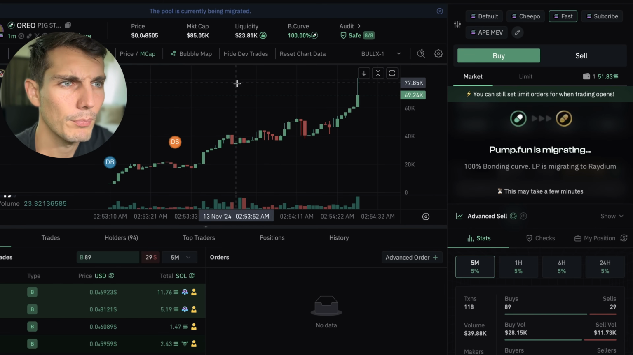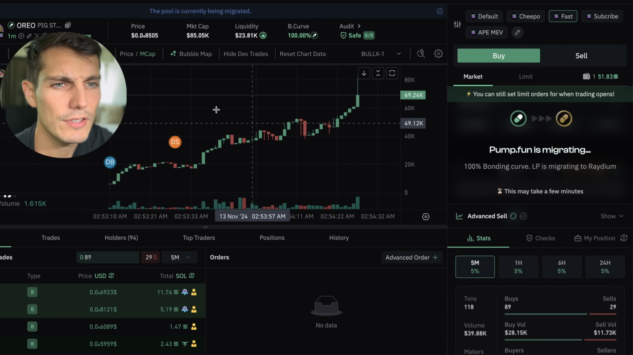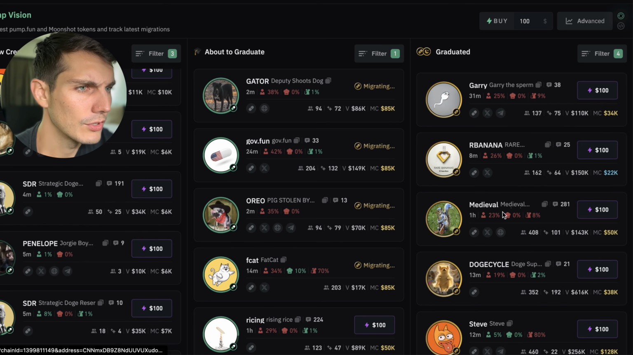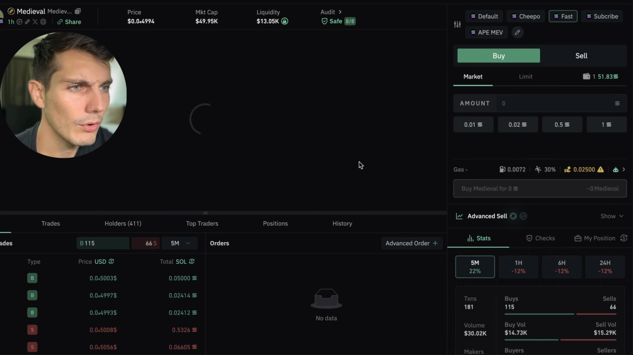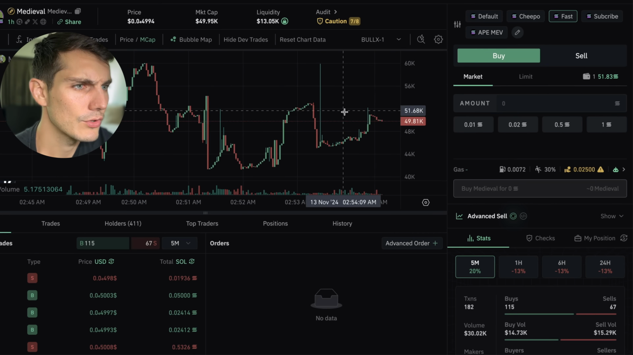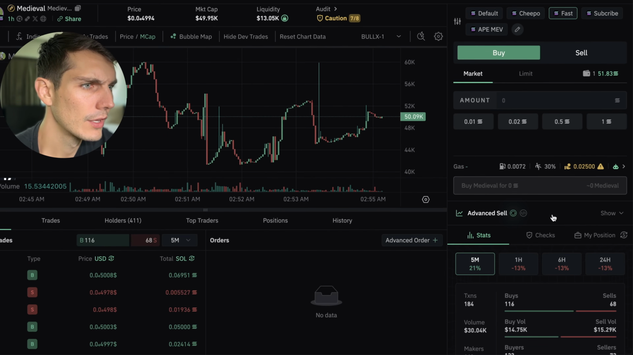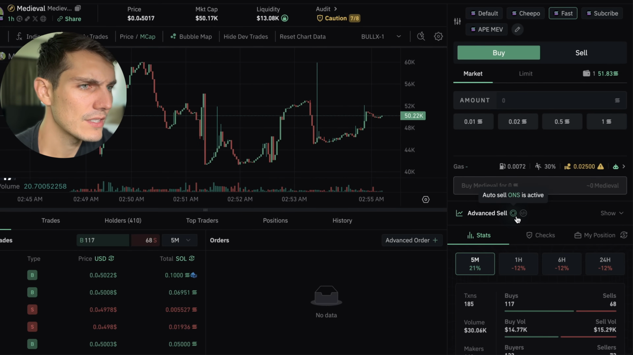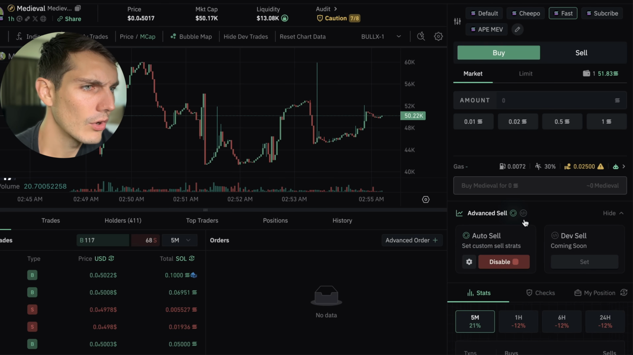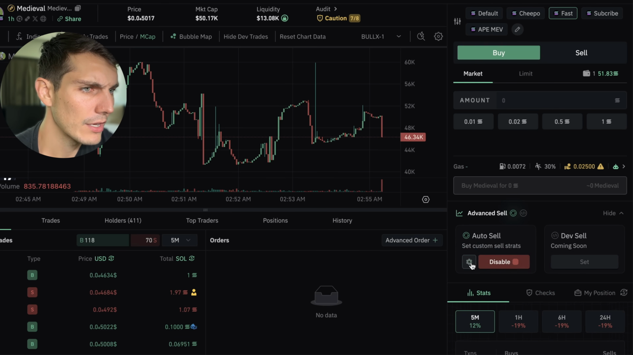What do we have? Here, peak stolen, migrating. Everything is going so fast. So you know what? I'm just going to take whatever coin. I don't care. I'm just going to buy to show you how it works. So here I have the advanced sell. It's on. I can disable it or enable it.